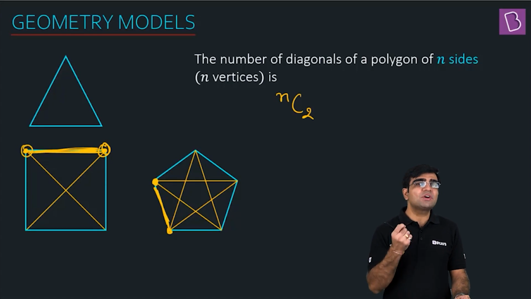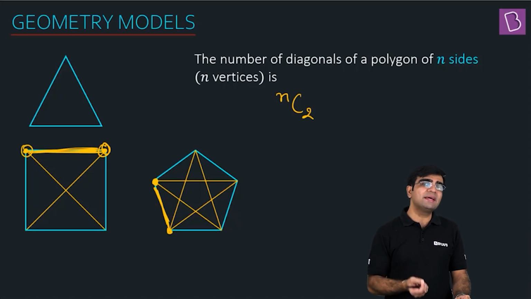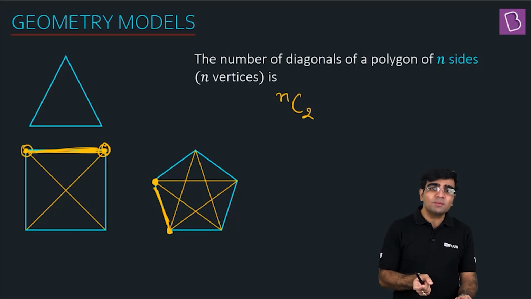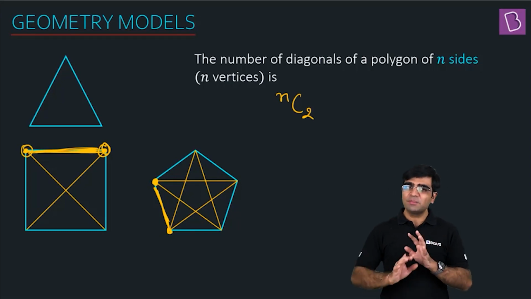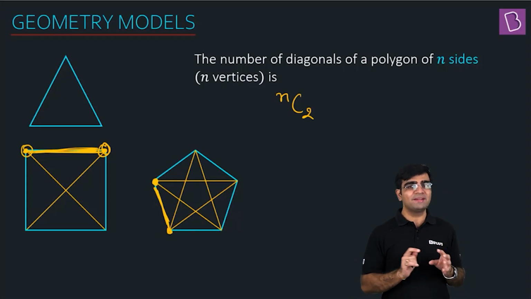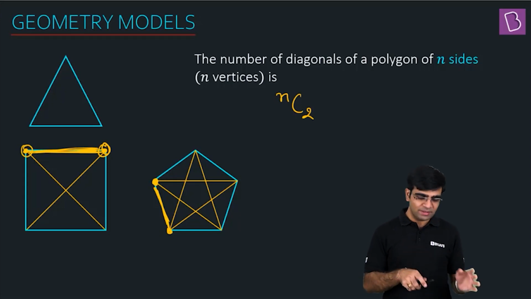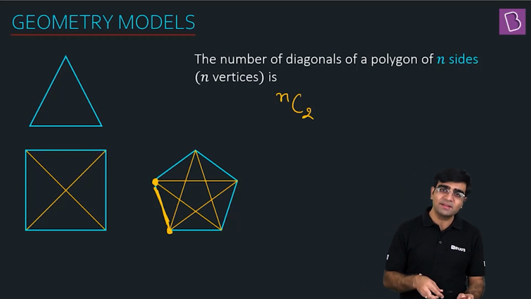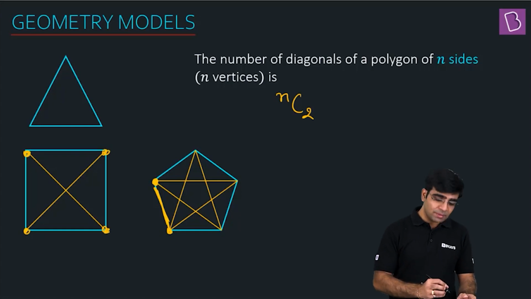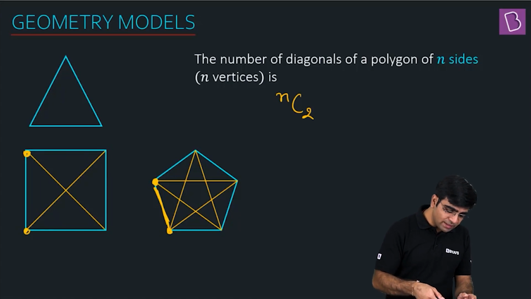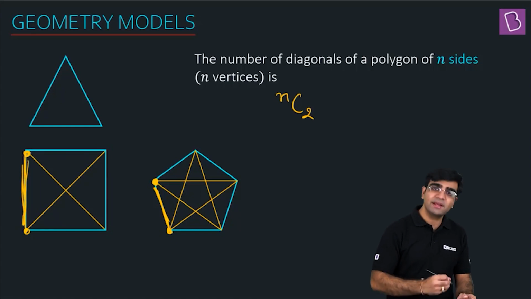How many such combinations in NC2 will actually form the sides? That will be equivalent to nothing but the number of sides of that polygon. So NC2 is the number of combinations of selecting 2 points, right, out of those given points. So let's say in a square we have these 4 points. If we choose this point and this point, we get a diagonal, no worries. We choose this point and this point, we get a diagonal, no worries. But the moment I choose any 2 adjacent points, I will be getting an edge.